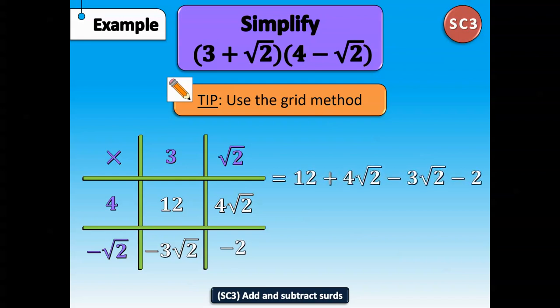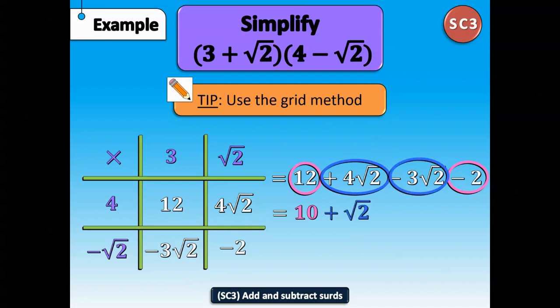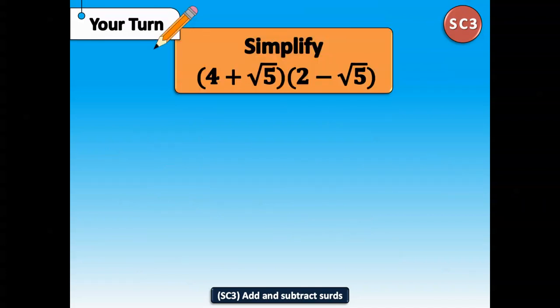Then we can add all these together. So 12 take away 2 is 10. And 4 root 2 take away 3 root 2 would just be 1 root 2. So our answer is 10 plus root 2. Here's a question for you to have a go at. Pause the video, and when you're ready to see what you should have done, press play.